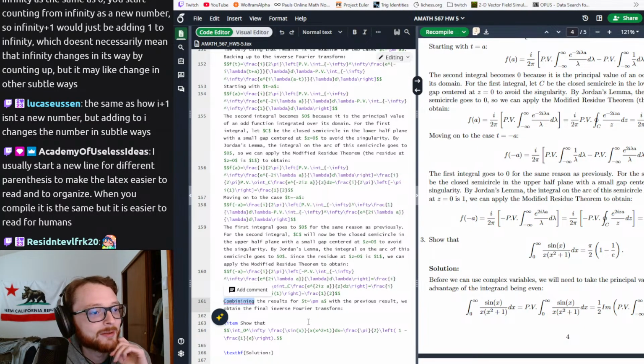Let's talk about it on chat. What I said about treating infinity is basically how I do treat infinity. I treat infinity as one single number. I just haven't explored my mind further. I see infinity as the same as 0. That's actually not a bad idea. You start counting from infinity as a new number. Infinity plus 1 would just be adding 1 to infinity. So I mean that infinity changes in its way by counting up. Maybe. I'm not quite following that. I plus 1 is a new number. Adding to I changes a number in subtle ways. Sort of.